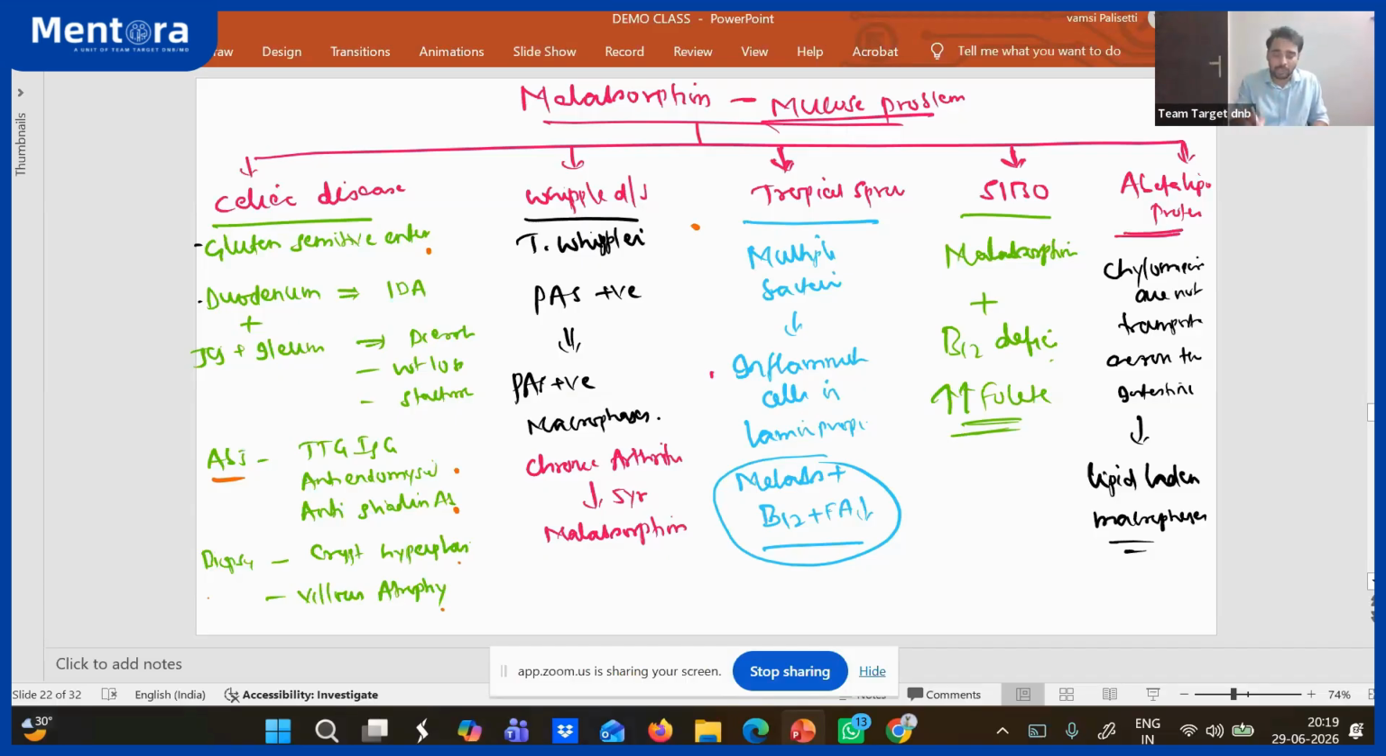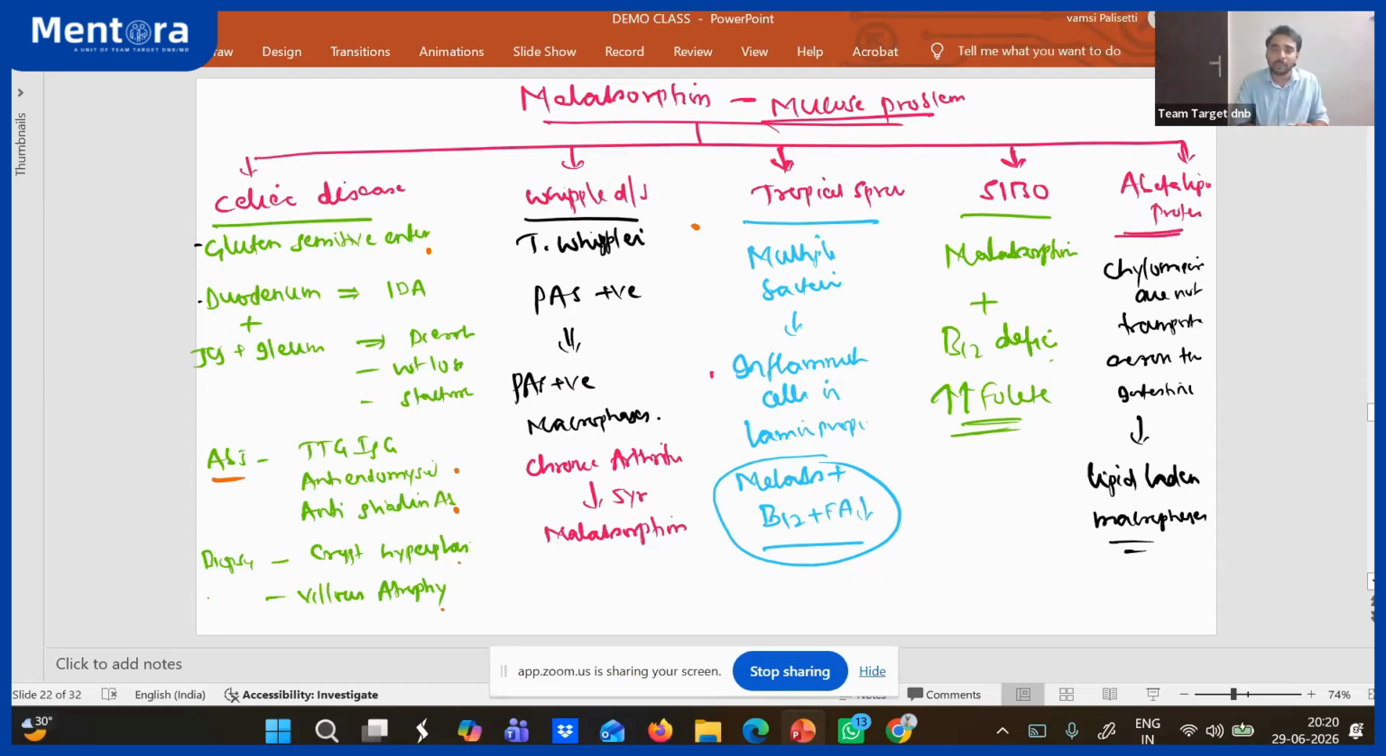In the history, they will give chronic arthritis. After 5 years, it develops some malabsorptive features. And tropical sprue has multiple organisms, so they have complete malabsorption plus B12 and folic acid deficiency. But in SIBO, small intestinal bacterial overgrowth, the bacteria cause malabsorption along with B12 deficiency, but the bacteria produce more folate, so folate is very much elevated.